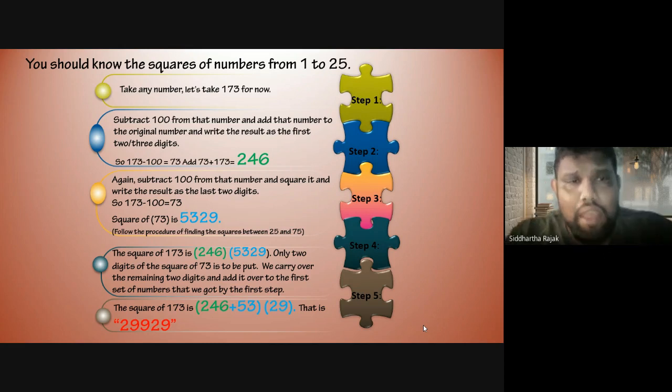So the squares of numbers can be found out like this. But for that, the students should be channelized in such a way that they understand why we did this.